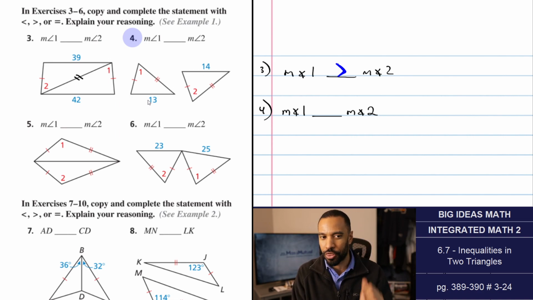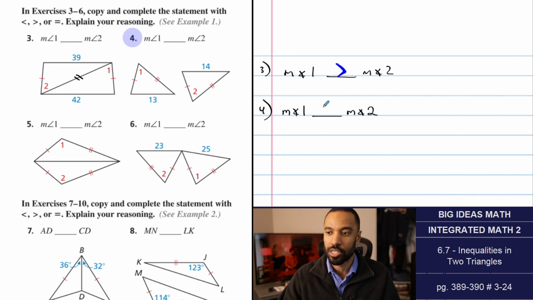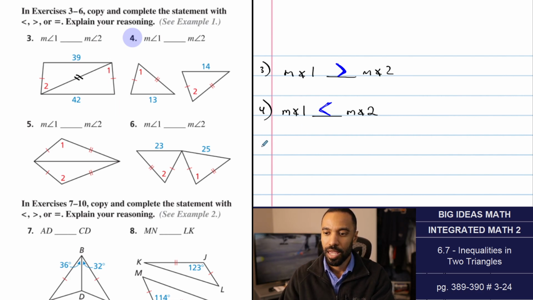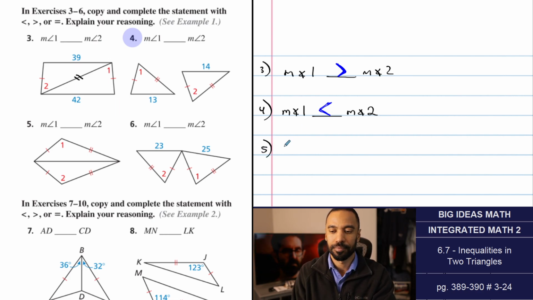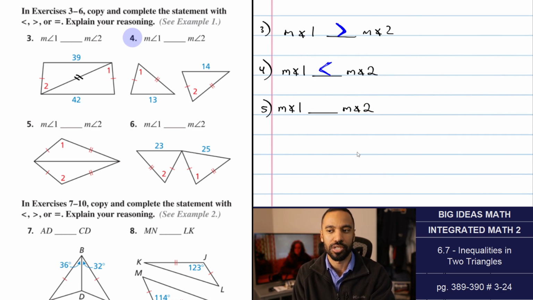Anyway, 14 is more than 13. Because 14 is more than 13, angle 2 is going to be greater than angle 1. Remember, this whole section is about inequalities in 2 triangles. What's greater than, what's less than, when they're 2 triangles, based on the things that are the same that you're able to equally compare. If those side lengths weren't congruent, we couldn't understand that comparison. There wouldn't be enough information to conclude anything. Here we do have that.